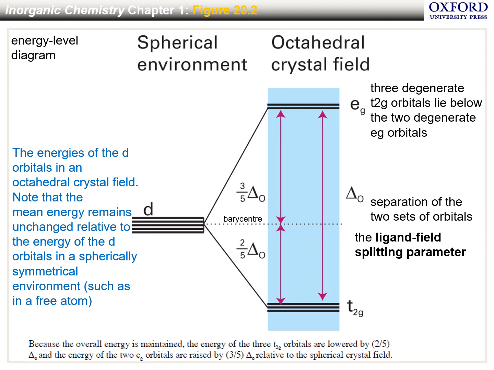And the separation, the upper level would be Eg and the lower level would be T2g. This is because the overall energy is maintained, and the energy of the three T2g orbitals is lowered by 2 over 5, and the energy level of the two Eg orbitals is raised by 3 over 5. And then you would see that the energy level of Eg is higher compared to that of T2g.